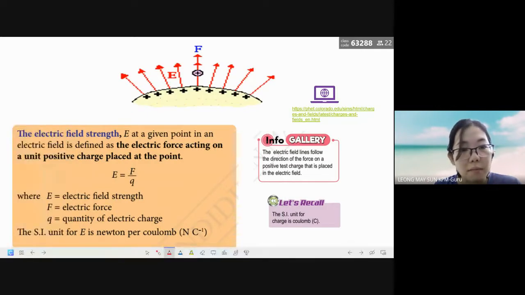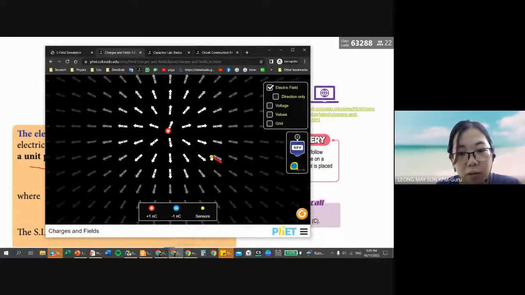So this is what is meant by electric field strength at any given point in the electric field: it is defined as the electric force acting on a unit positive charge placed at that point. Remember I mentioned just now, this is a main positive charge. Positive and positive repel, so they have repulsive force. The closer it is to the main charge, the stronger the repulsive force. The further away this test positive charge is from the main charge, the weaker the electric field strength.